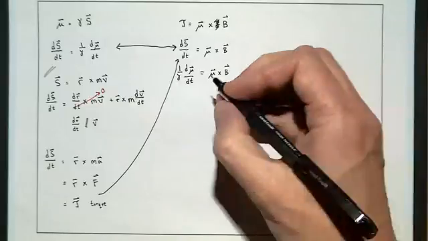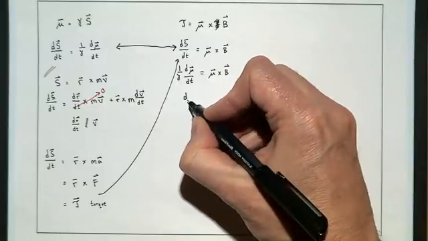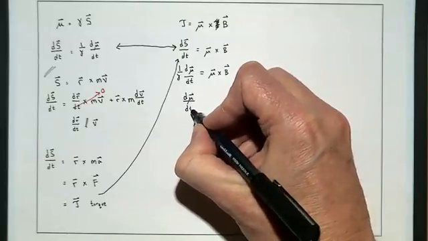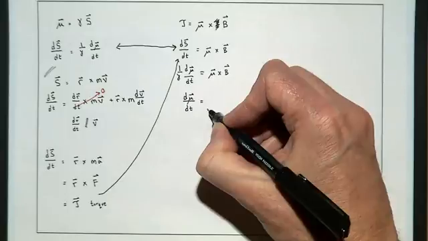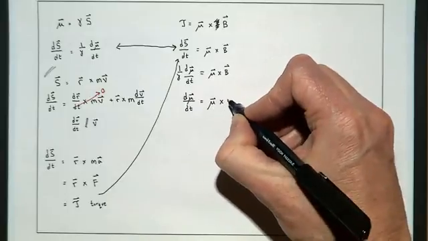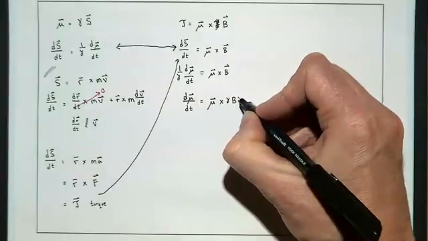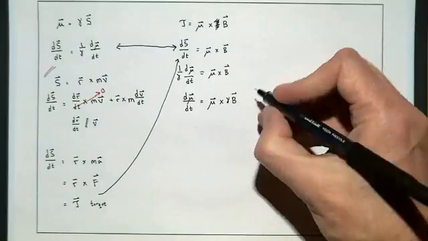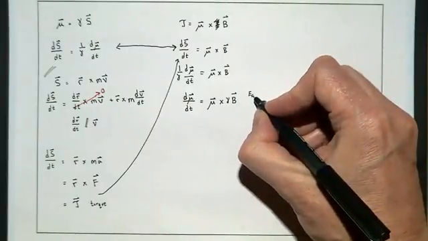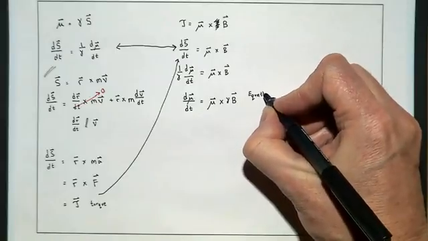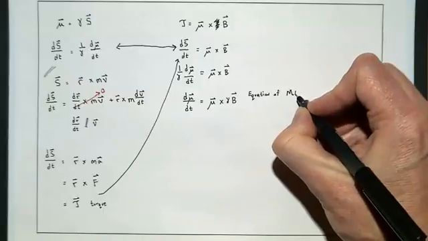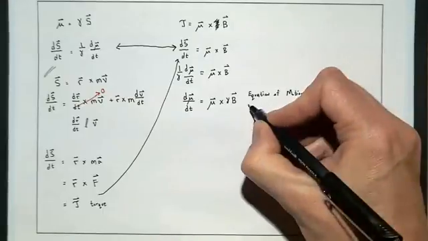What's the point? Well, we just want a neat little expression that says that the time rate of change of the spin of the magnetic dipole vector is just mu cross gamma B. And we could call this the equation of motion for the magnetic dipole.